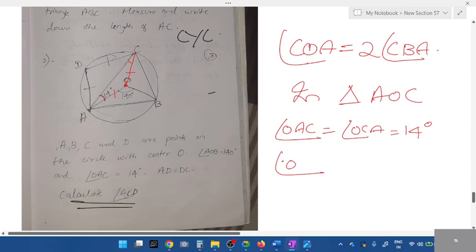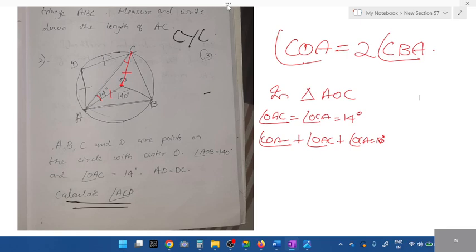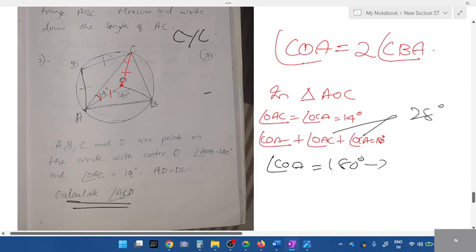How will you find angle COA? Angle COA plus angle OAC plus angle OCA. How much? 180. Even this was 4 marks. It was a good question I wanted to add. I had given it in a 3 marks question, you'll get it for 4 marks. So angle COA is equal to 180 minus 14 plus 14. These two are 14, 14, 28 degrees. 180 minus 28. How much is that? 152. Is this clear?